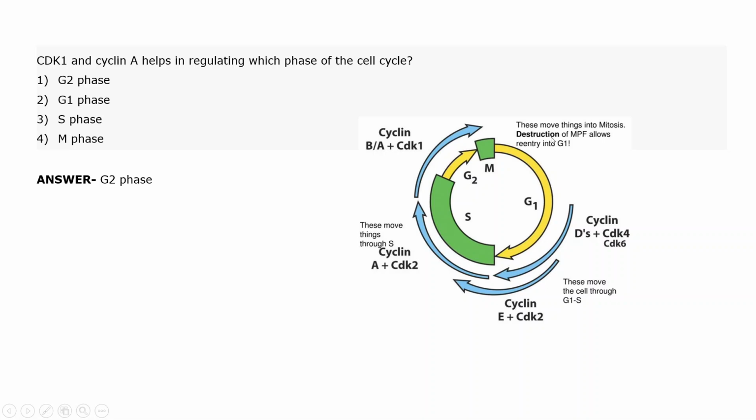So these CDK-cyclin interactions are important. I think you should memorize that also. Which cyclin interacts with which CDK, the numbers differ, right? It's different in each case, so you should memorize that. I hope I am clear. Does anyone have any doubt in this case?